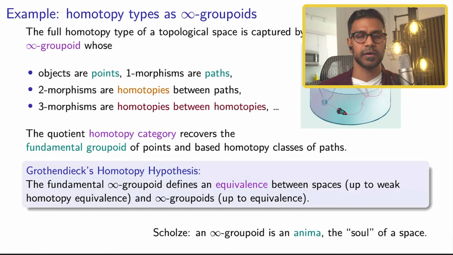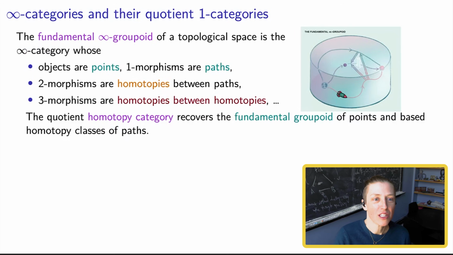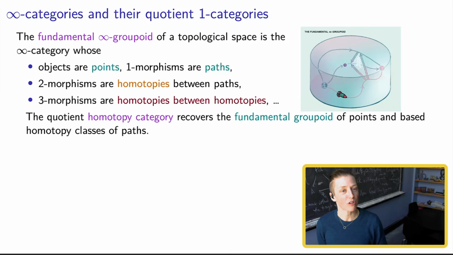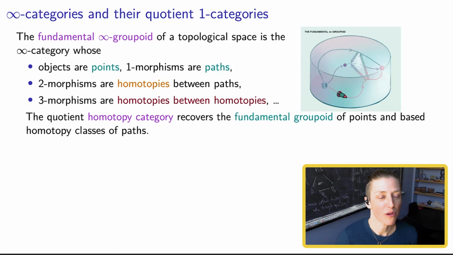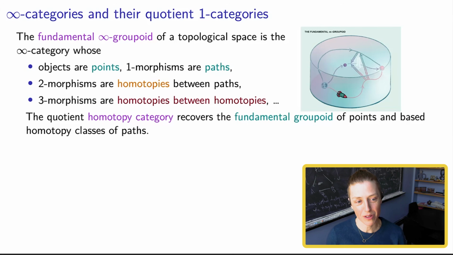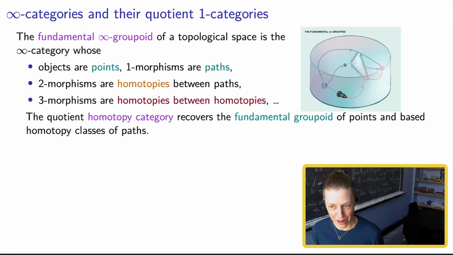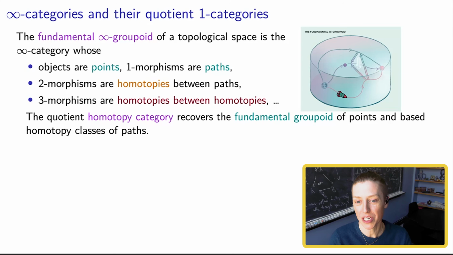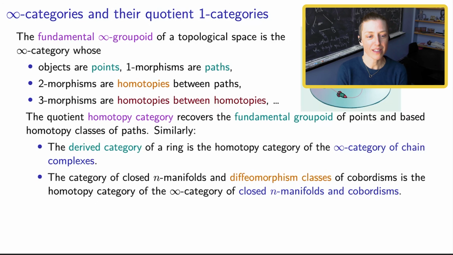Okay, cool. Please carry on. Okay. So one of the ideas that we just saw in thinking about the fundamental infinity groupoid and the fundamental groupoid is this relationship between an infinity category and its quotient 1-category. The fundamental infinity groupoid of a topological space is an infinity category whose objects are the points, the one morphisms are the paths, the two morphisms are the homotopies, three morphisms are homotopies between homotopies, and so on. And this relationship appears in other settings as well.